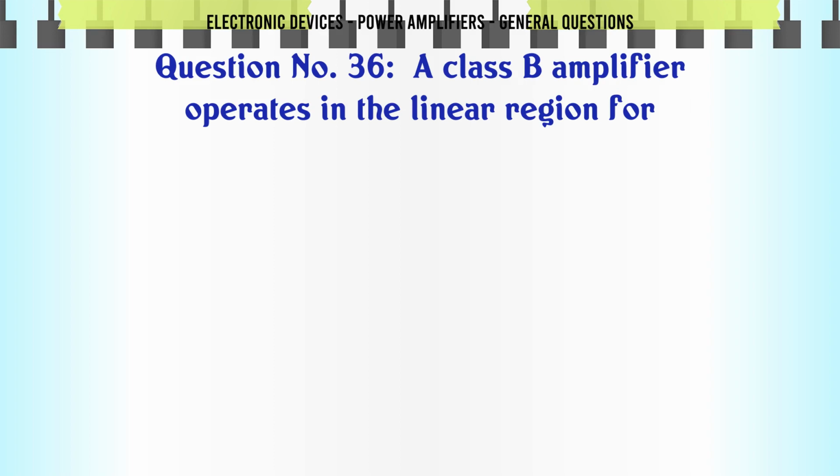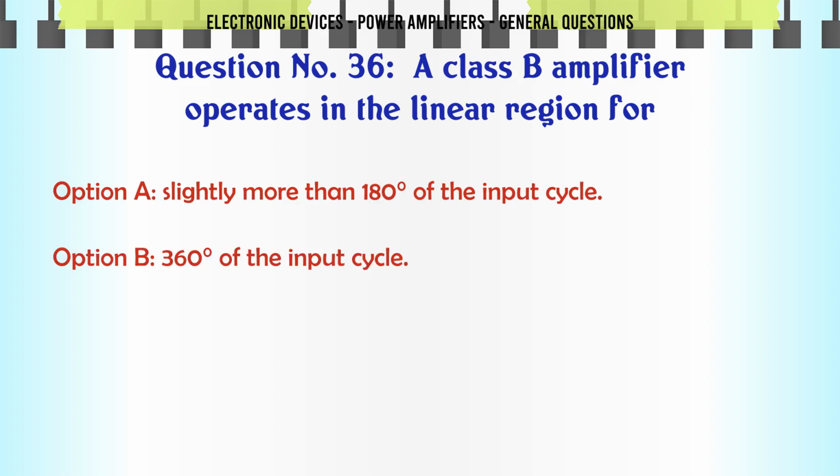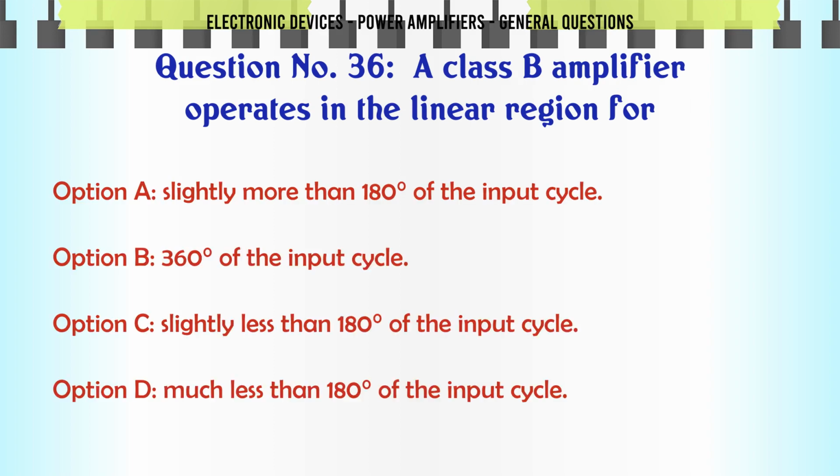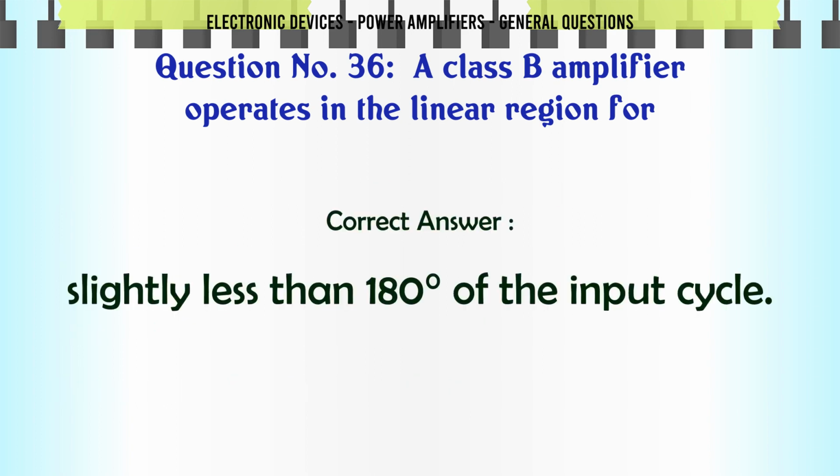A Class B amplifier operates in the linear region for A: slightly more than 180 of the input cycle, B: 360 of the input cycle, C: slightly less than 180 of the input cycle, D: much less than 180 of the input cycle. The correct answer is slightly less than 180 of the input cycle.